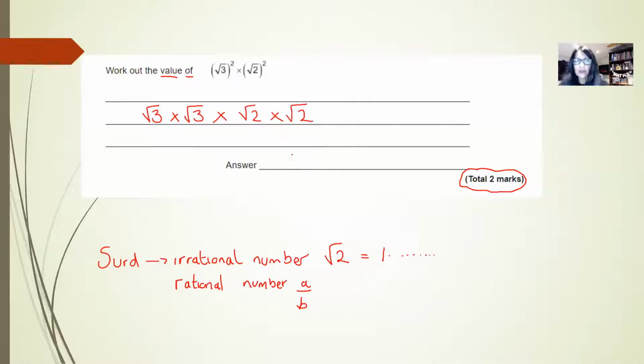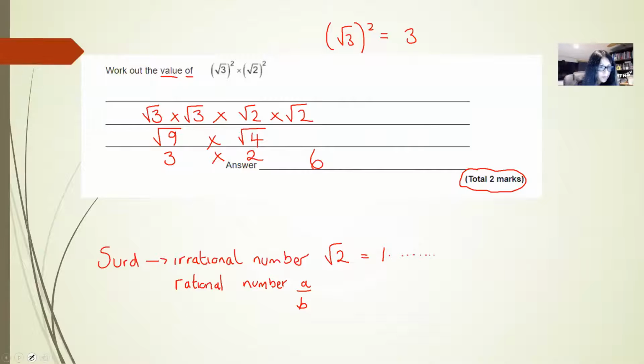Now, one of the surd laws says that you can put the square roots together by multiplying the numbers. So 3 times 3 gives me root 9, and 2 times 2 gives me root 4. Now, we know root 9 is just 3, because 3 times 3 is 9. So can you see, if you square a square root, you just get the number under the square root. 3 times 2, so my answer is just 6.